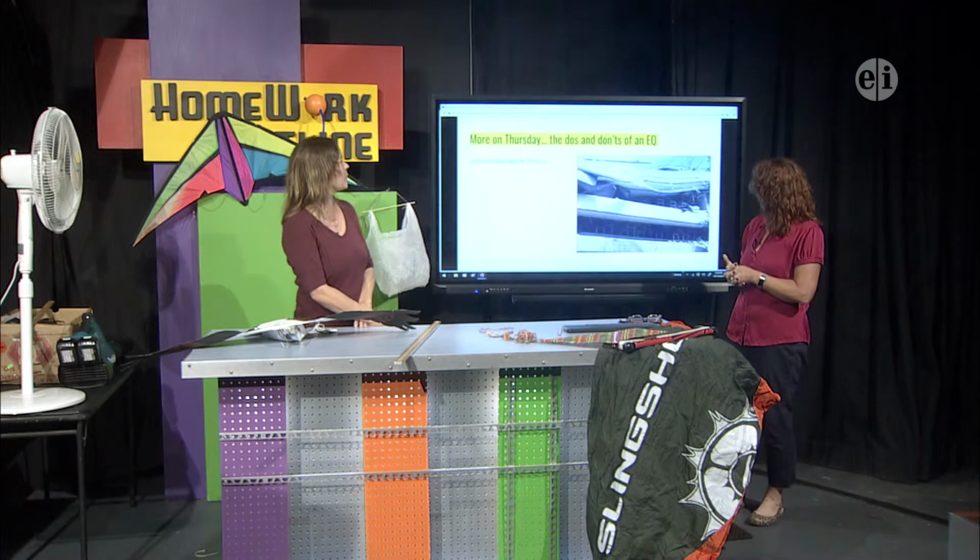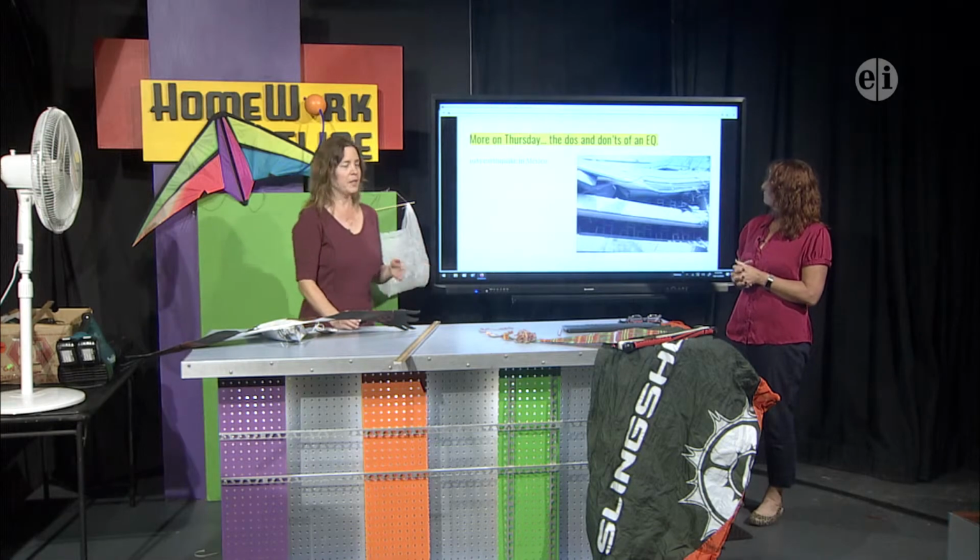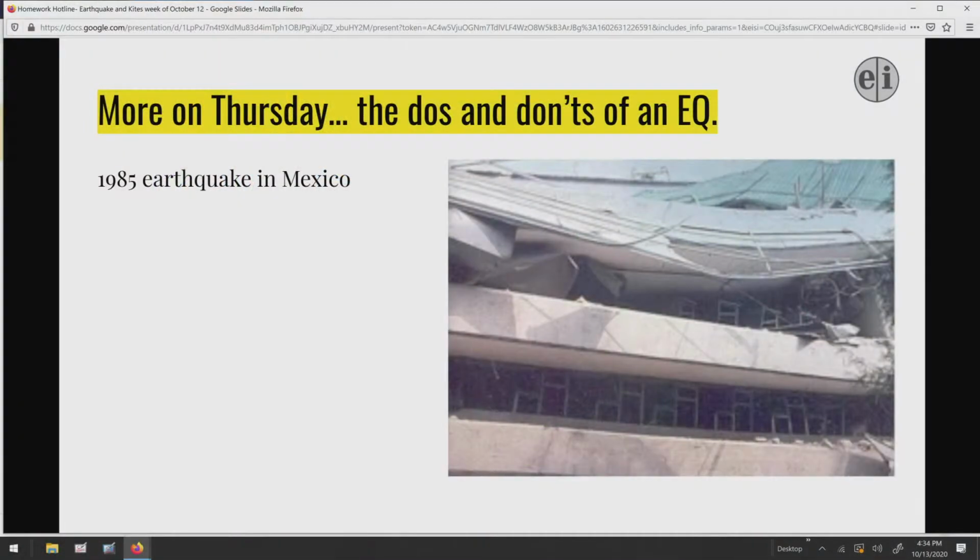So on Thursday, we want to talk a little bit more about the do's and don'ts of an earthquake. And here's a very famous picture from an earthquake in 1985 in Mexico City. What you're looking at there is a school building. The school was not in session at the time, but you can see that the floors of the school were held up by the student desks.